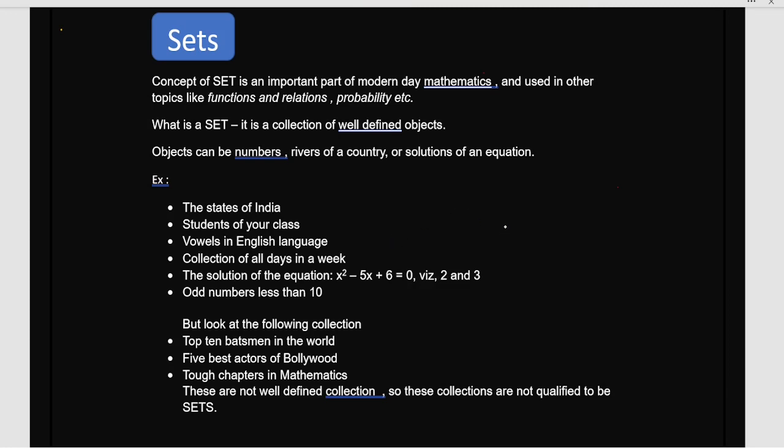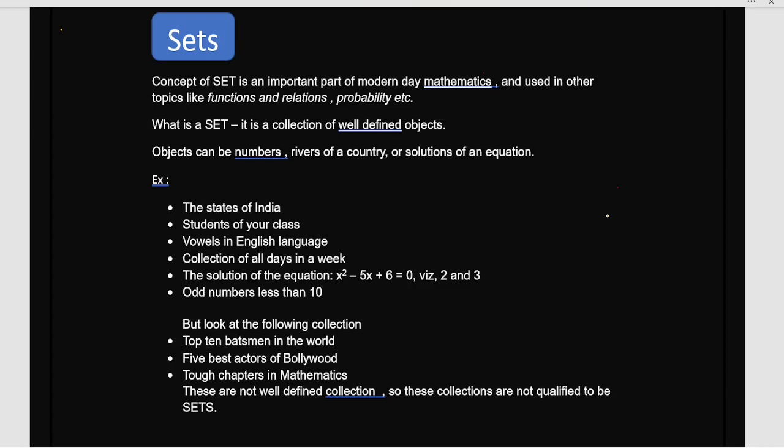If I ask you what the states of India are, you'll say there are 29 states, starting from Arunachal Pradesh, Andhra Pradesh, Bihar, and so on. And if I ask your friend, he will tell me the same answer. There are 29 states, and the names are the same. So the collection is the same irrespective of the person you are asking.